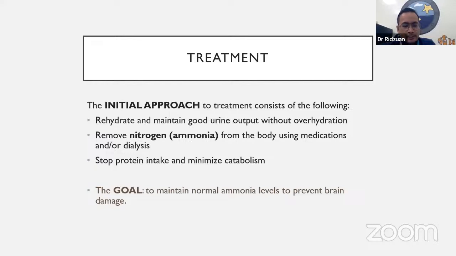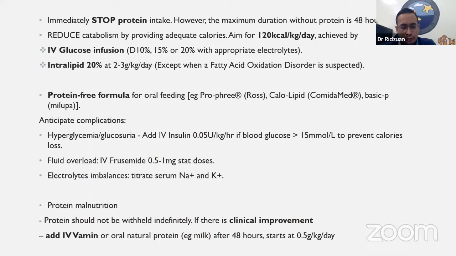After removing the toxic metabolites, the second major goal is to prevent catabolism. So 10% glucose should be administered intravenously, with higher concentrations administered as well, up to 20% or 25%. We also give Intralipid 20% at a dose of 2 to 3 grams per kilo per day to increase the calorie amount. Protein-free formulas such as Pro-Phree, Calogen, or Basic-p were administered as well.